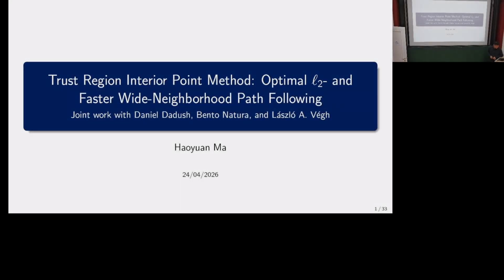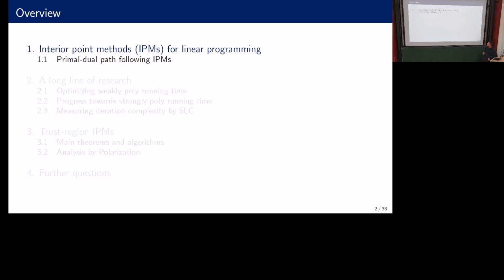Thank you. So today I'm going to talk about trust region interior point method, which provides an optimum L2 path following and also a faster wide neighborhood path following algorithm. According to the history, this is one of the many descendants of the paper named "Interior point methods are no worse than simplex" that was created by more or less the same authors except me during the trimester program. So think about the history, right?